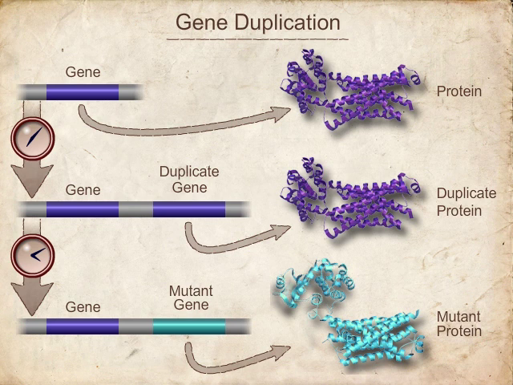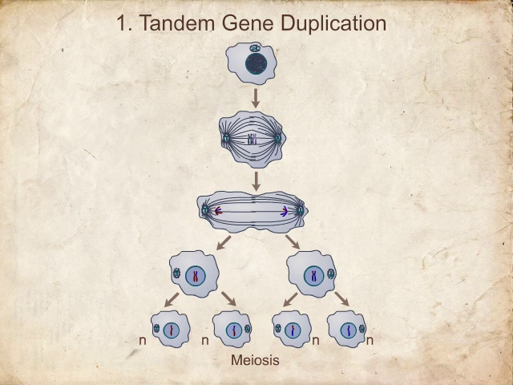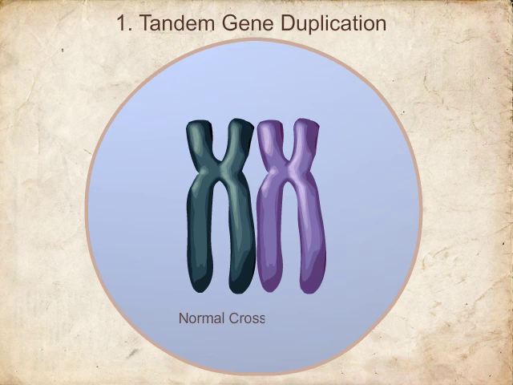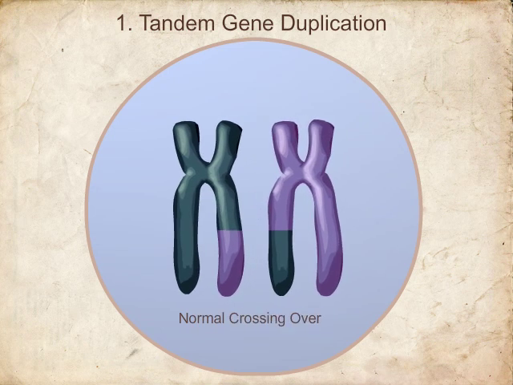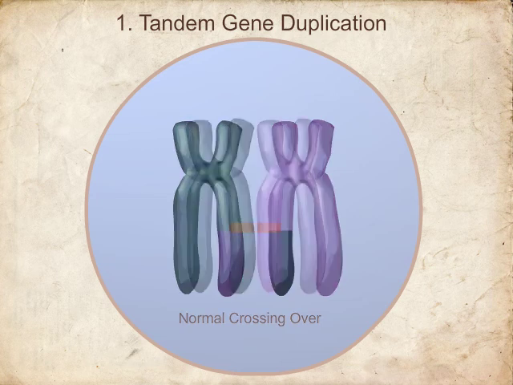We'll talk about two different types of gene duplication. One is tandem gene duplication, which happens during the crossing over phase of meiosis. Meiosis is the kind of cell division that produces gametes, which are sex cells such as egg and sperm. Crossing over is the step in meiosis during which aligned homologous chromosomes exchange a portion of their DNA.